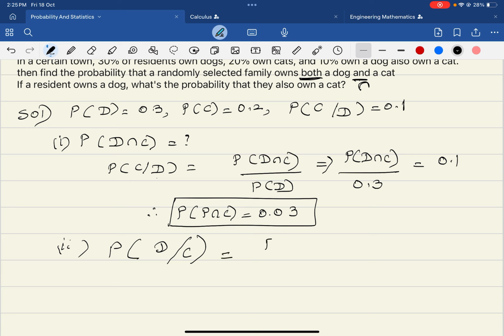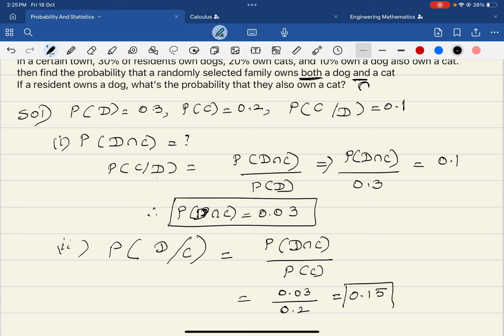So you can say that the probability of D given C is P of D intersection C over P of C. So this is a conditional probability again. P of D intersection C is what now? It is 0.03 over P of C. P of C is 0.2. So 0.03 over 0.2, it is 0.15. So this is the conditional probability. Is that clear, all of you?